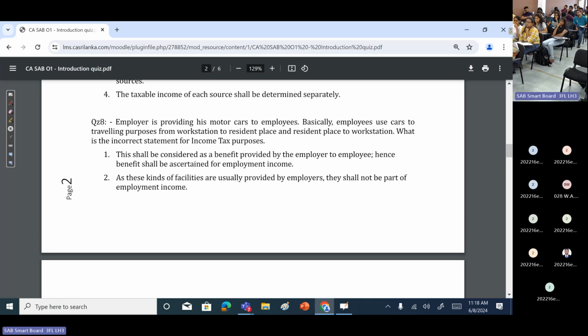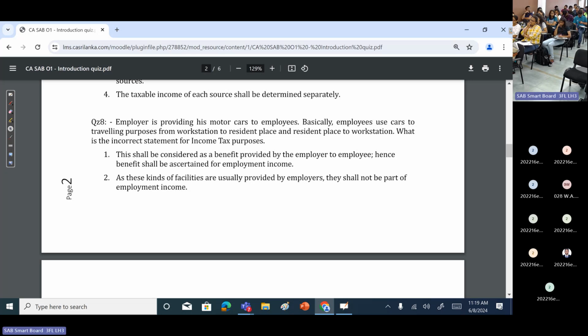What is the incorrect statement? The statement says, let's say the employee is provided a motor vehicle, but the vehicle is used by the employee from office to house, their residential place, and from residential place to their workplace. This says it shall be considered as a benefit. Is it a benefit? Yes, it is a benefit. So therefore, the first one is correct.